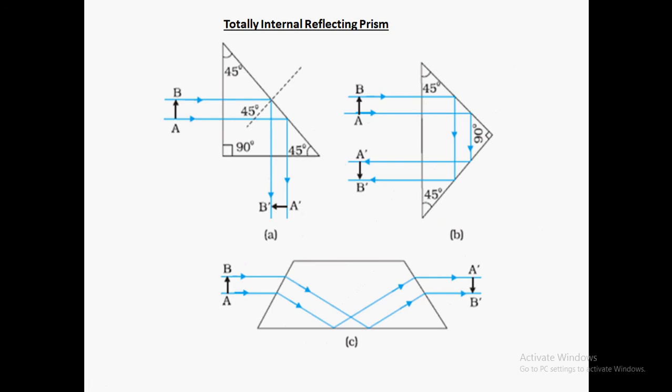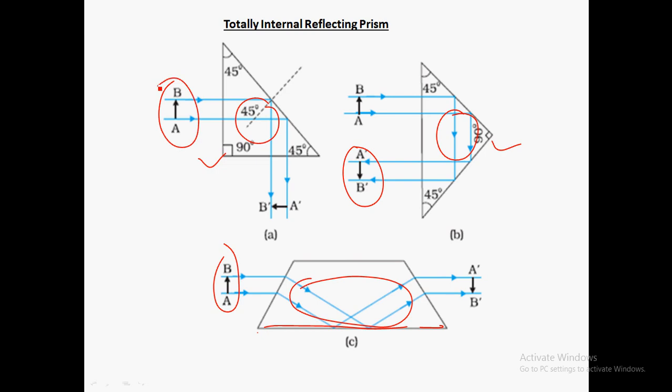Next, you can see some kinds of reflecting prisms which turn light by 90 degrees and also 180 degrees. See here, object, total internal reflection, total internal reflection. These are the sources. It is totally internally reflecting and coming out. These are some applications.